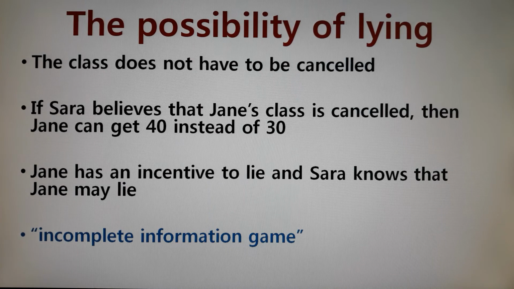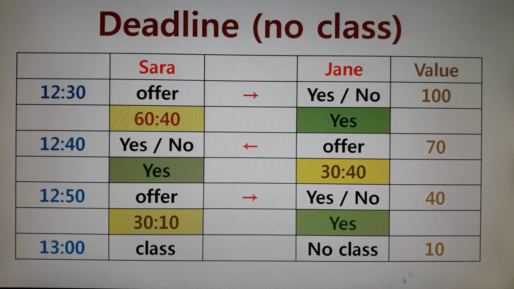So this is it. But the thing I have just explained, where Sarah has an incentive to lie and Jane is suspicious about it, is something we cannot analyze in this subgame perfect equilibrium. That is in the area of incomplete information games. Why incomplete? Because Sarah does not know whether Jane's 1 o'clock class is really canceled or not canceled. So there are two possibilities: it's canceled and not canceled.